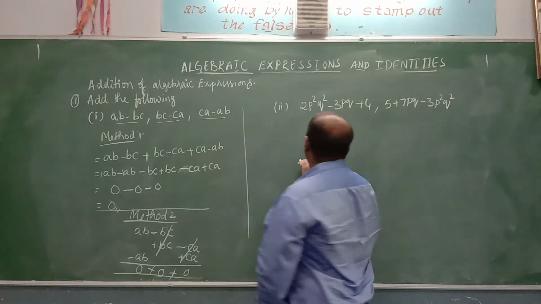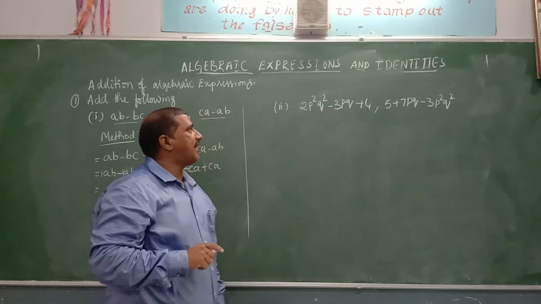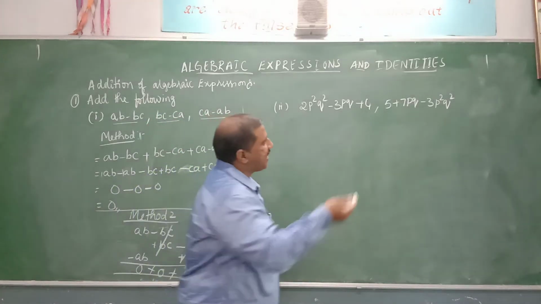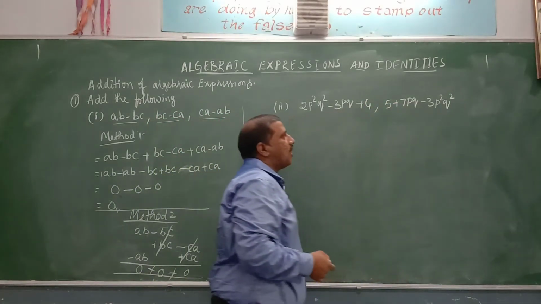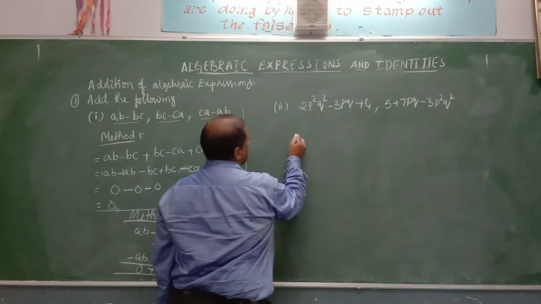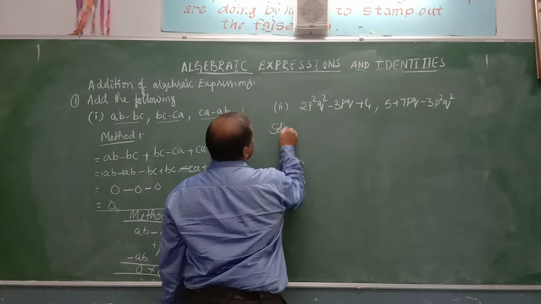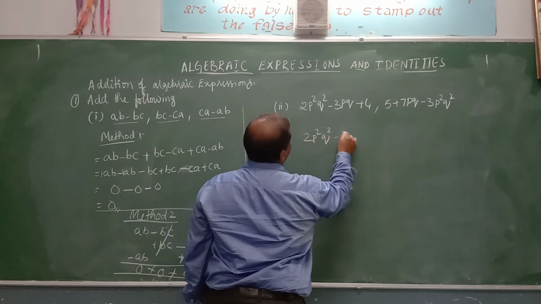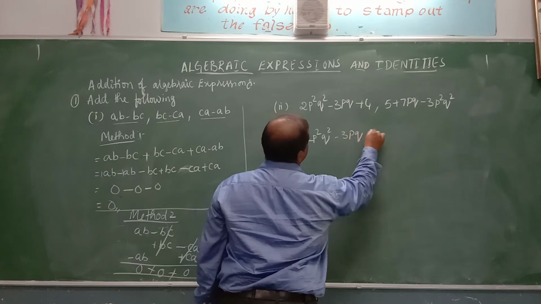See here the second sum. The first expression is 2p square q square minus 3pq plus 4. The second expression is 5 plus 7pq minus 3p square q square. So write the first expression. What is the first expression? It is 2p square q square minus 3pq plus 4.